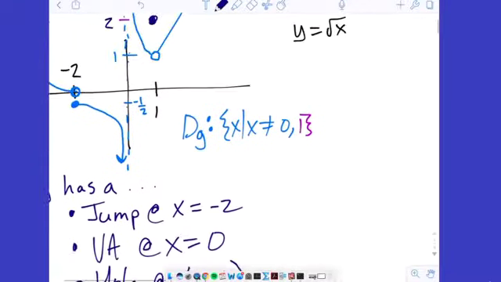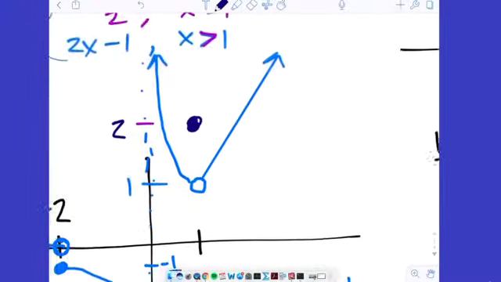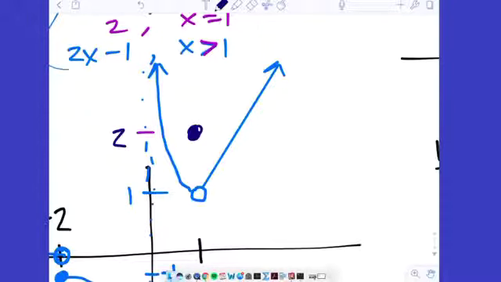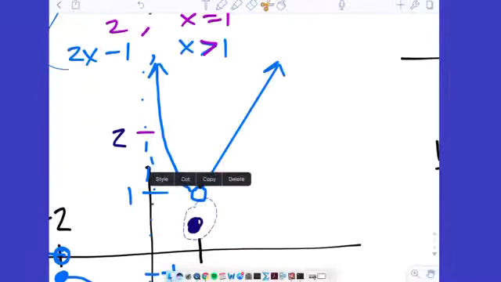Nope, the hole is still at 1, 1. So for the removable point discontinuity, we don't care if the dot is above the hole or below the hole, or doesn't even exist at all. It could be completely gone. The only place it can't be is plugging the hole, because then it's not a discontinuity.